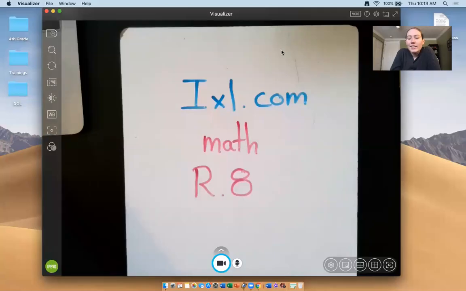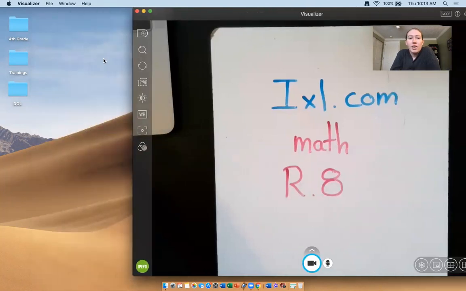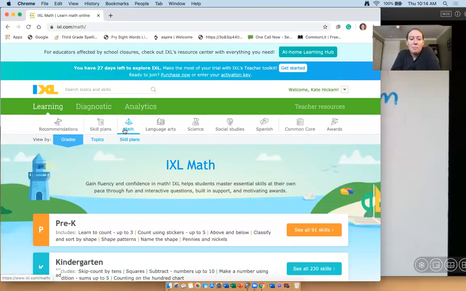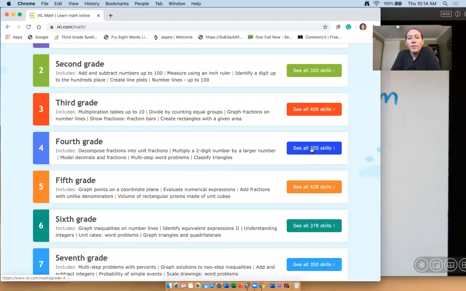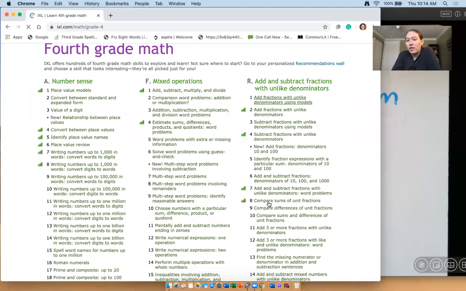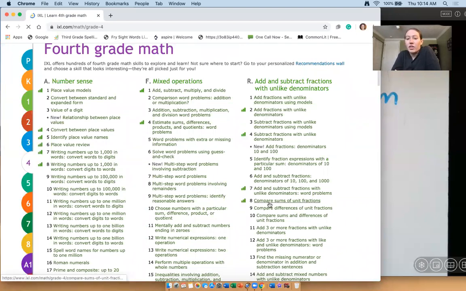All right, guys. So today we are going to be doing a video for IXL.com Math Skill R-8. So I've got my whiteboard off to the side ready to go. And then I'm going to go ahead and pull up IXL.com. I'm going to make sure I'm in math, go down to 4th grade, find section R, click on 8. So this is compare sums of unit fractions.